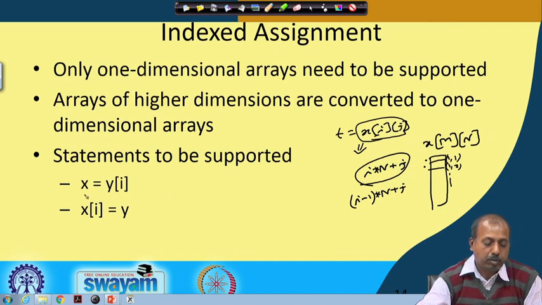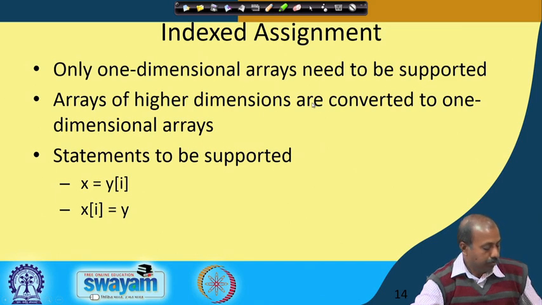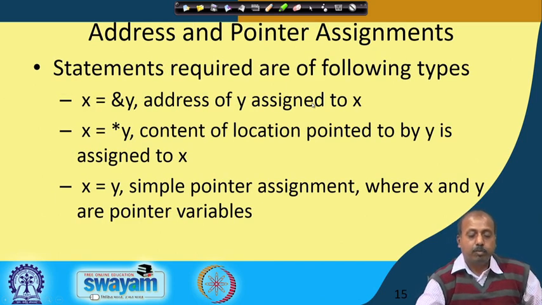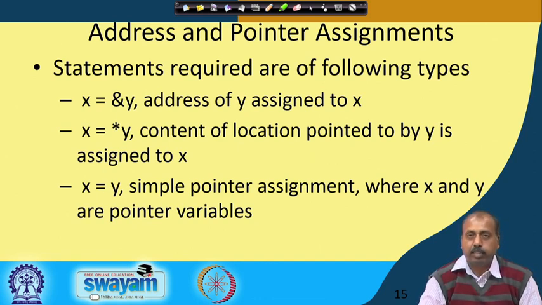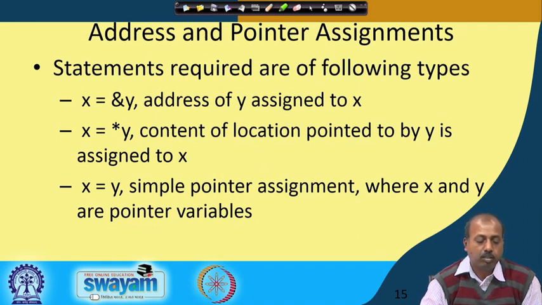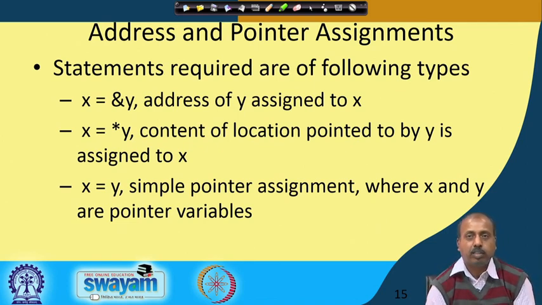So, the statements to be supported are only one dimensional arrays: x equal to y[i] or x[i] equal to y. These are the two types of statements that we need to support. Now, address and pointer assignment. This is another very important issue. There may be a question whether we should support these pointers and address arithmetic or not. But this is required because many programming languages support address pointers. If it is not supported, then it will become very difficult to convert those statements.